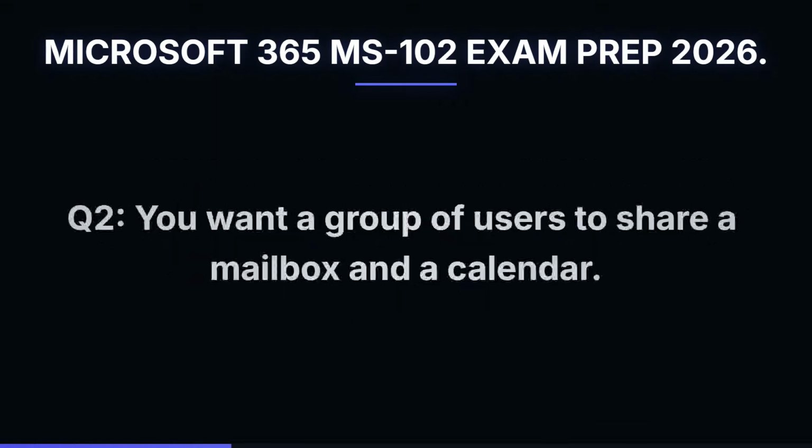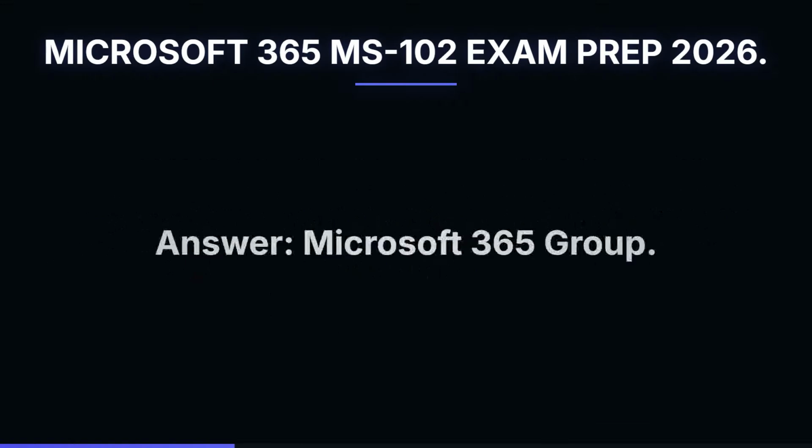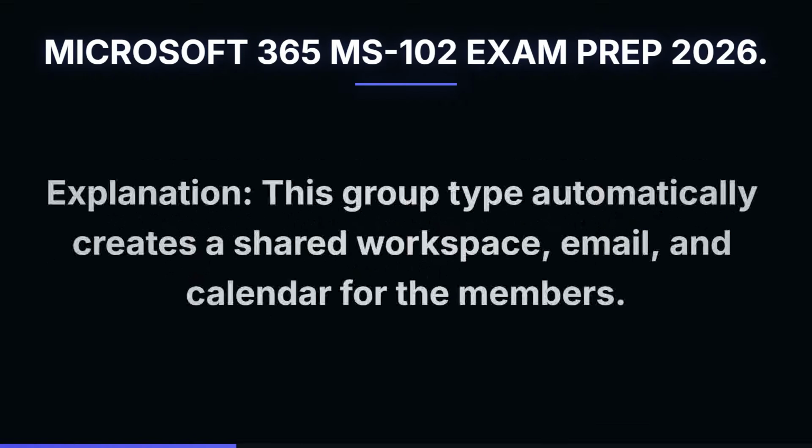Q2. You want a group of users to share a mailbox and a calendar. Which group type is best? Answer: Microsoft 365 group. Explanation: this group type automatically creates a shared workspace, email, and calendar for the members.